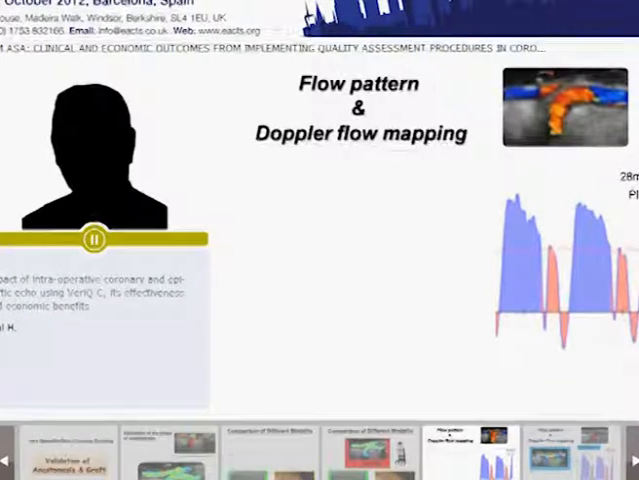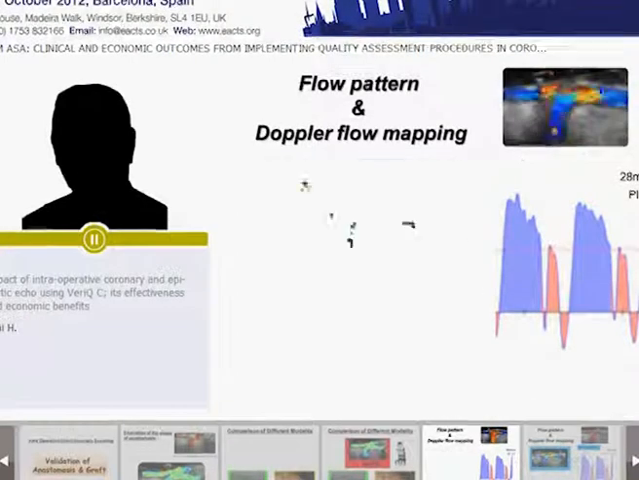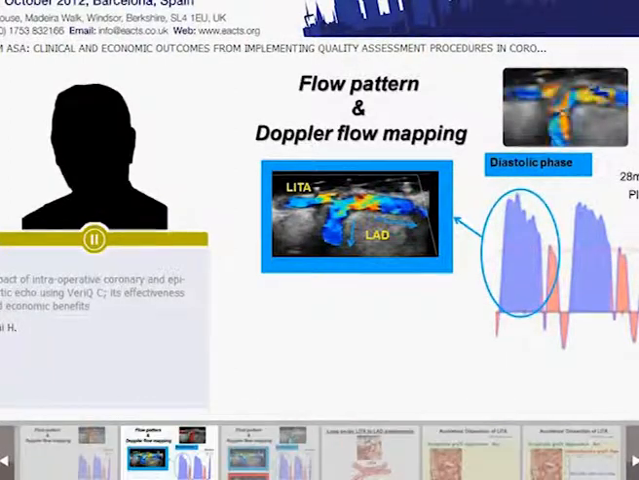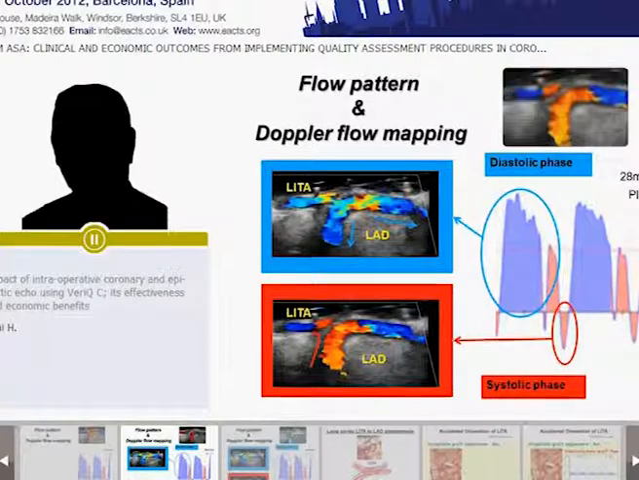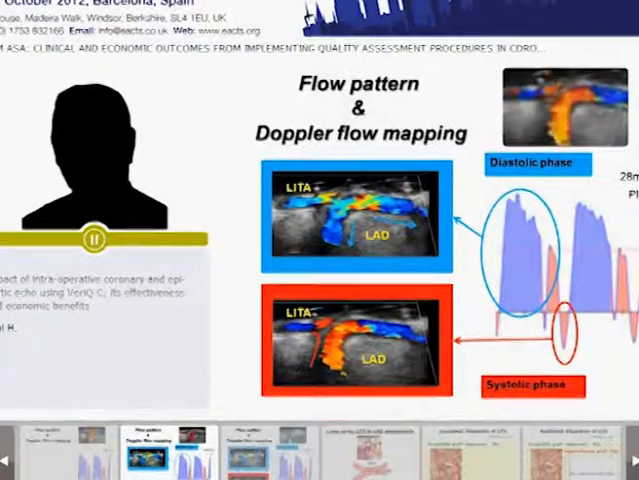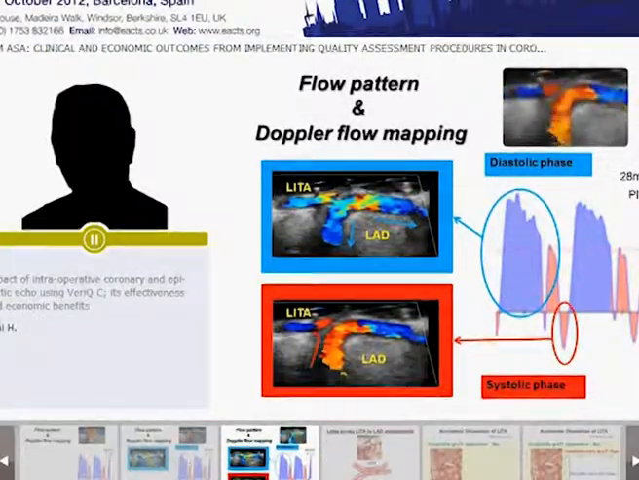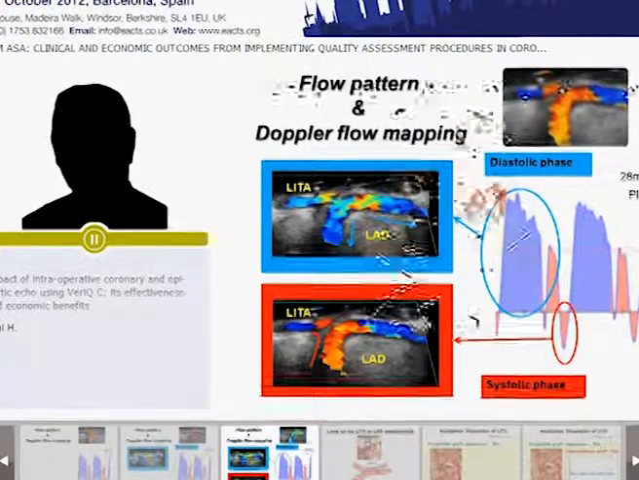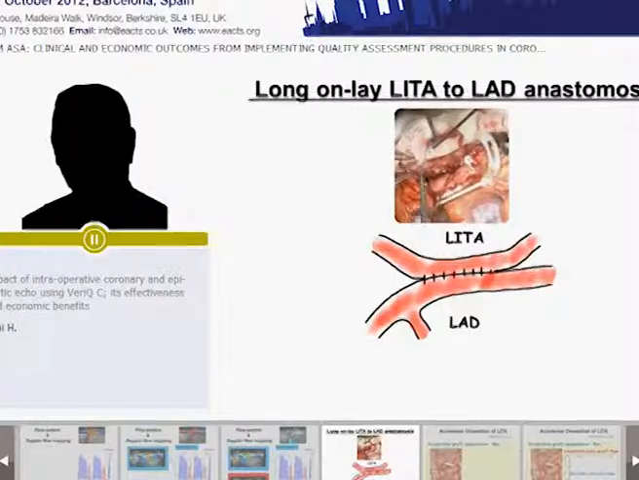More interestingly, if I look precisely at the flow pattern using Doppler flow mapping, the blue color shows the diastolic phase forward flow, and during the systolic phase, a little bit of blood is coming from the LAD. So this is another scientific view of using VeriQ C.